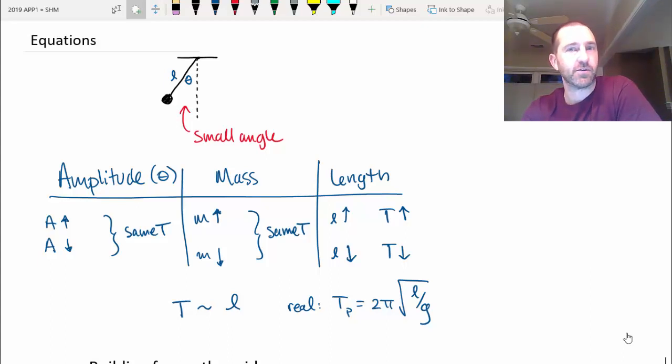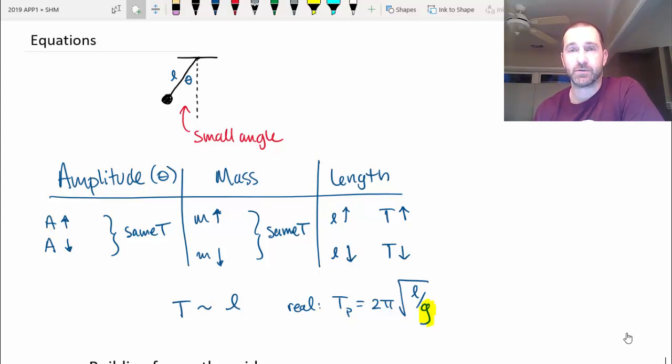Do you think it'll take longer for it to go back and forth? And the answer would be yes. If you were to make the acceleration due to gravity somehow smaller, you'd be dividing by a smaller number, which would give you a bigger answer. It would take longer to go back and forth.